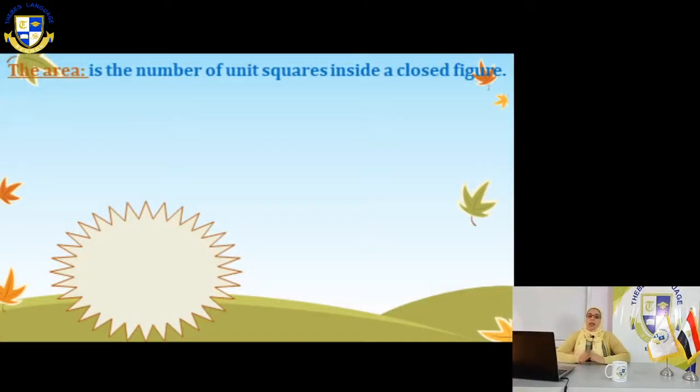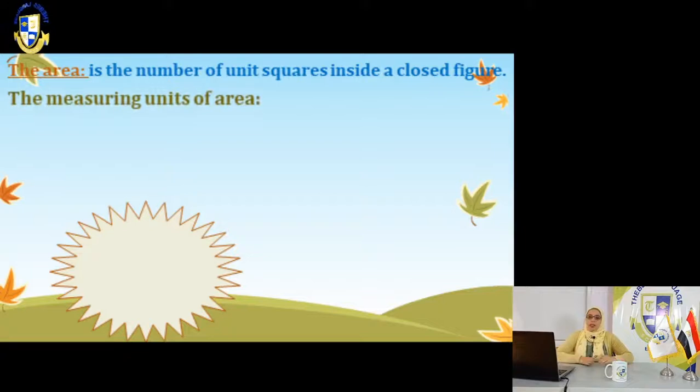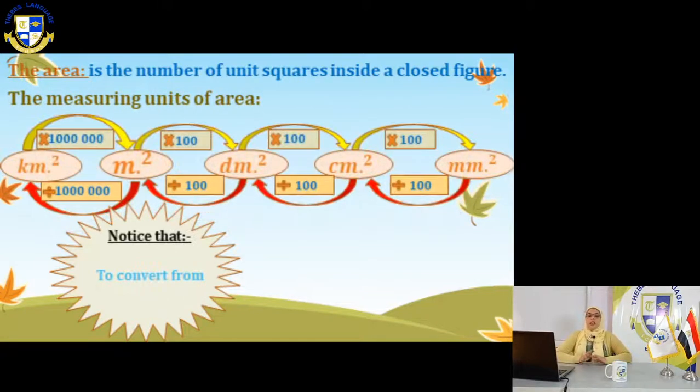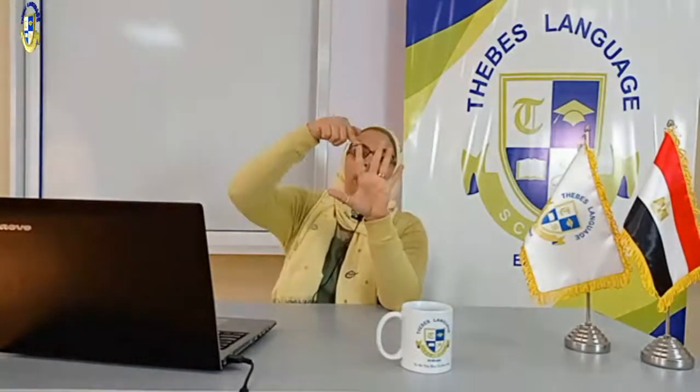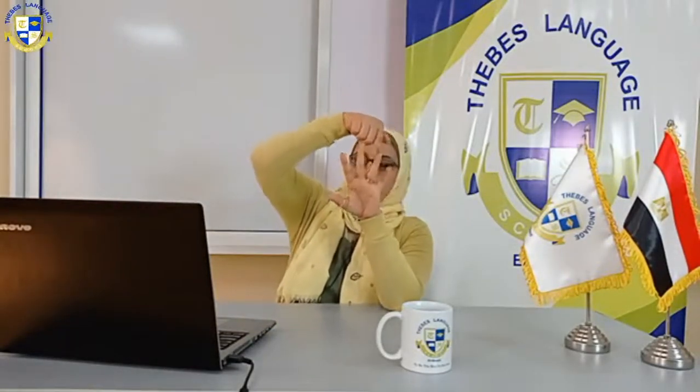As usual, we have a measuring unit of area, like the length. It's the same as the length, but the only difference is that the area we measure by a squared unit. So we said before, the measuring units of length: kilometer, meter, decimeter, centimeter, and millimeter. In the area, no. Squared kilometer, squared meter, squared decimeter, squared centimeter, squared millimeter.